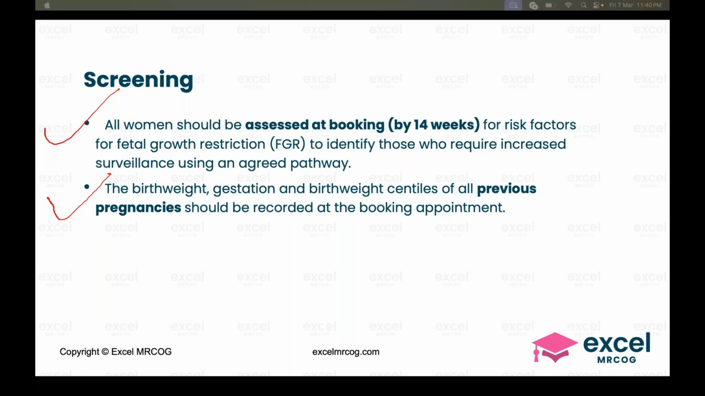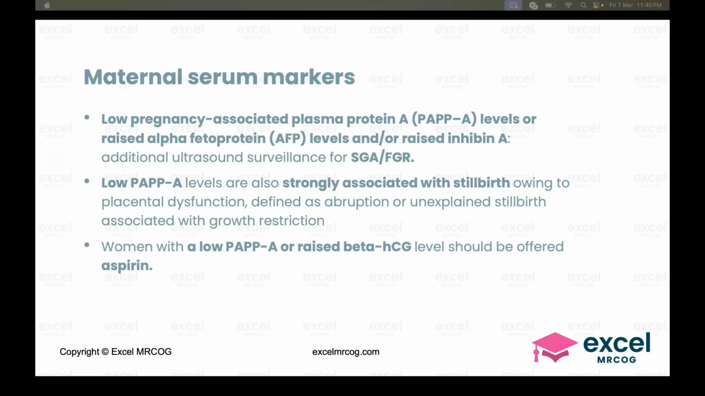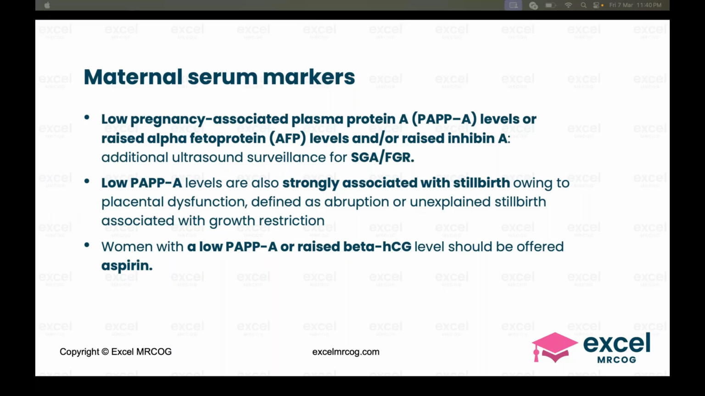Now, about screening. When we screen for trisomy, we often screen for PAPP-A, alpha-fetoprotein, etc., inhibin. So when you find that the PAPP-A, pregnancy-associated plasma protein A, is low and AFP is high, or inhibin is high, you need to do surveillance for SGA or FGR because that may mean that the placenta is a problem. Note this. This may come as a SBA.